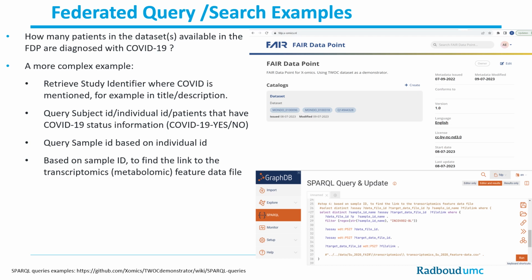The first step would be to retrieve the study identifier where COVID is mentioned. The second step would be to query subject IDs that have COVID-19 status information. And the third step would be to query sample IDs based on individual ID. And the last step would be, based on sample ID, to find the link to the transcriptomics feature data file.